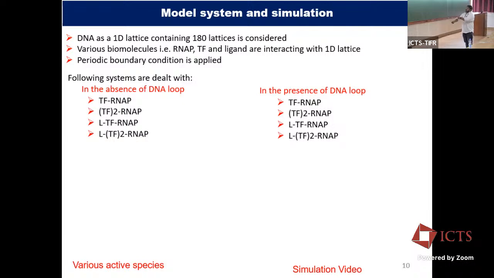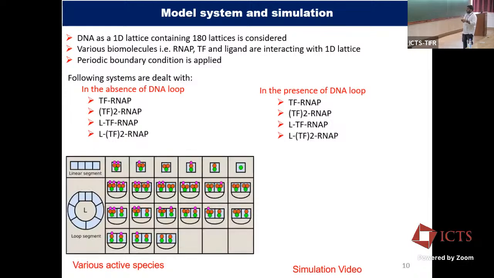So now we wanted to see the role of DNA looping along with the oligomerization of the transcription factor and the ligand in regulating the expression. So we considered various, much more complicated networks. Here we have first considered transcription factor and RNAP, dimeric transcription factor with RNAP, ligand transcription factor and RNAP, and oligomerization of transcription factor in the presence of ligand. This is in the regime of absence of DNA loop, and this is in presence of DNA loop. So these are the various species that exist for us, which come from these various networks.